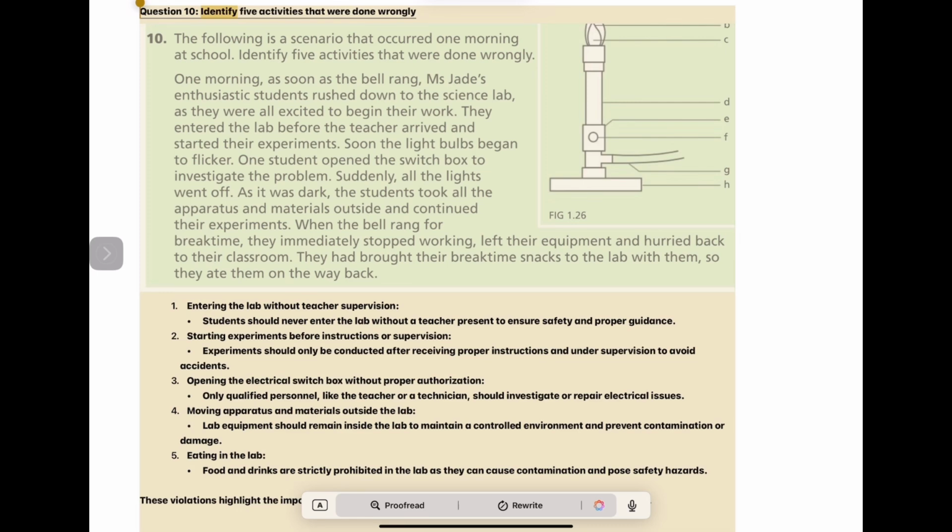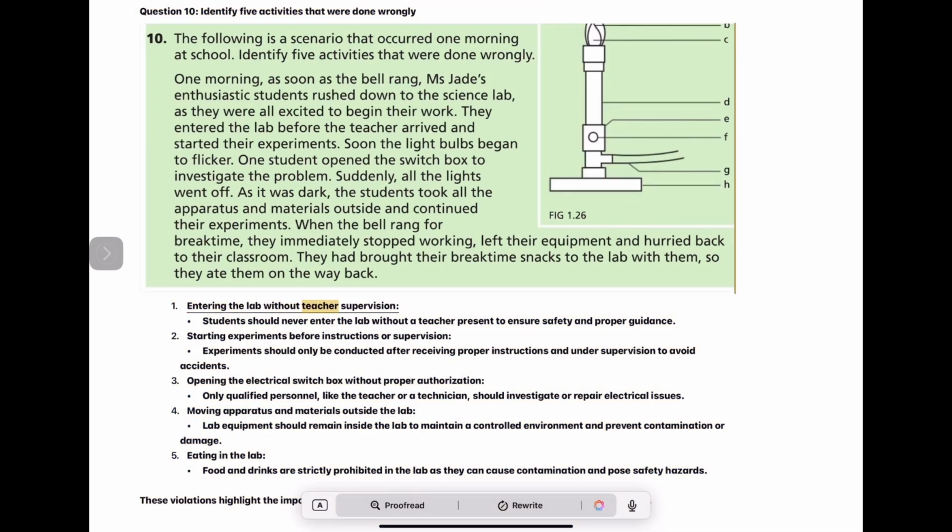Question 10. Identify 5 activities that were done wrongly. 1. Entering the lab without teacher supervision. Students should never enter the lab without a teacher present to ensure safety and proper guidance. 2. Starting experiments before instructions or supervision. Experiments should only be conducted after receiving proper instructions and under supervision to avoid accidents.